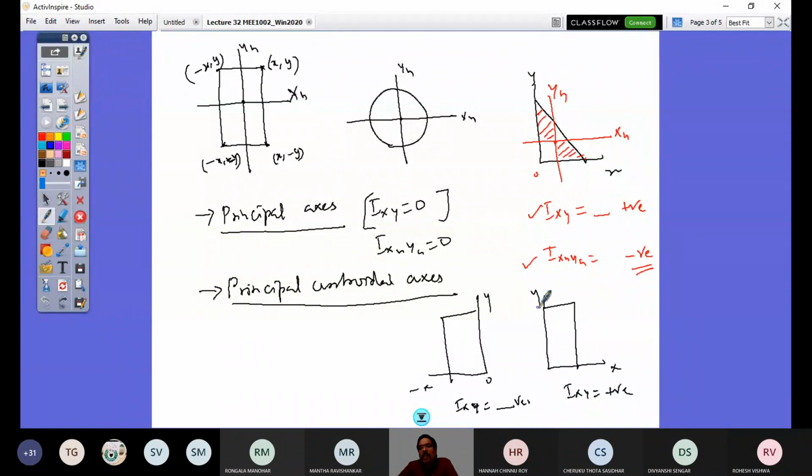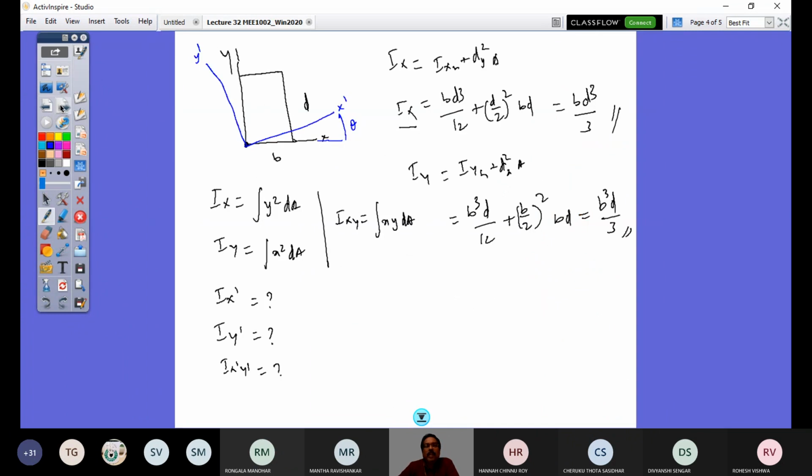So then you look at the area, is it placed in the first quadrant, second quadrant, third quadrant, or fourth quadrant? Why? Because product of inertia can be negative, can be 0, or can be positive. Unlike area moment of inertia, which is always positive, product of inertia can have a positive value, a negative value, or 0 value. And this is what you have understood from this slide.